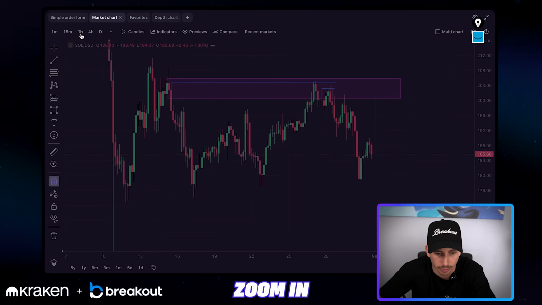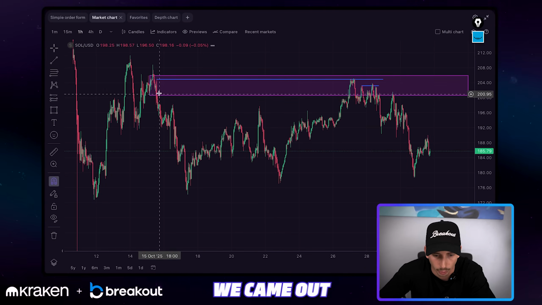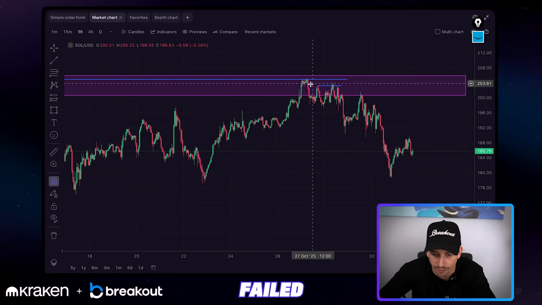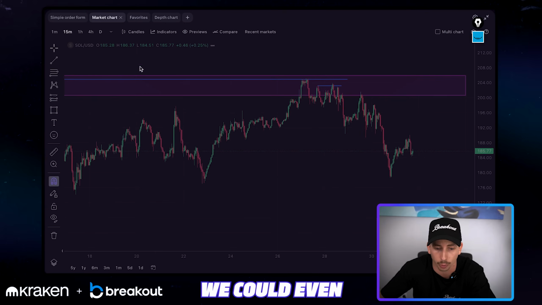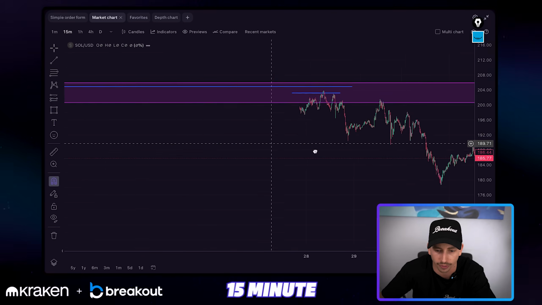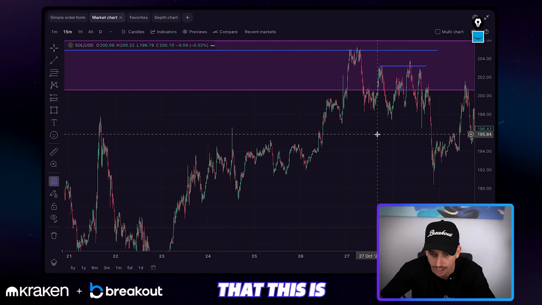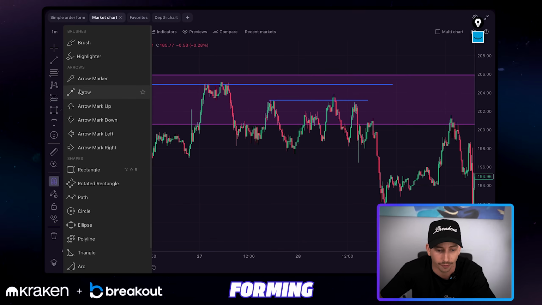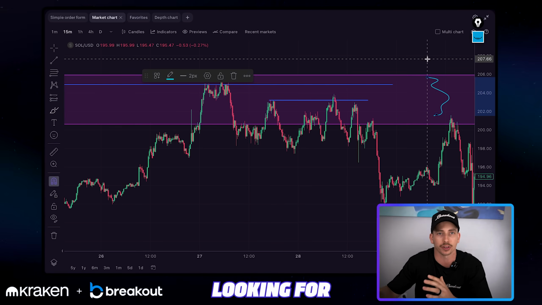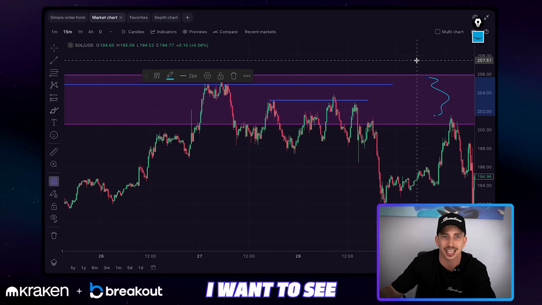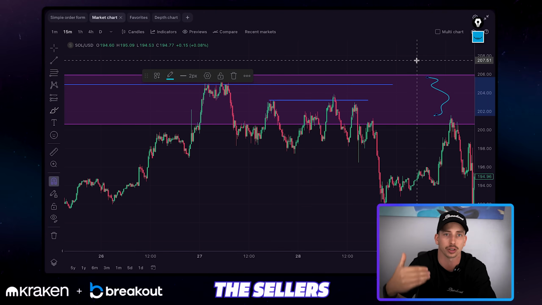And we're going to now zoom in to the hourly, and we can see here, we came out, we took out this high, failed to break higher. Did it again, took out this high, failed to break higher. We could even go more granular down to the 15-minute and very clearly see that this is bearish price action forming within this bearish zone. So this purple box, I want to be looking for signs to be bearish here. I want to see that the bears, the sellers, are stepping in.